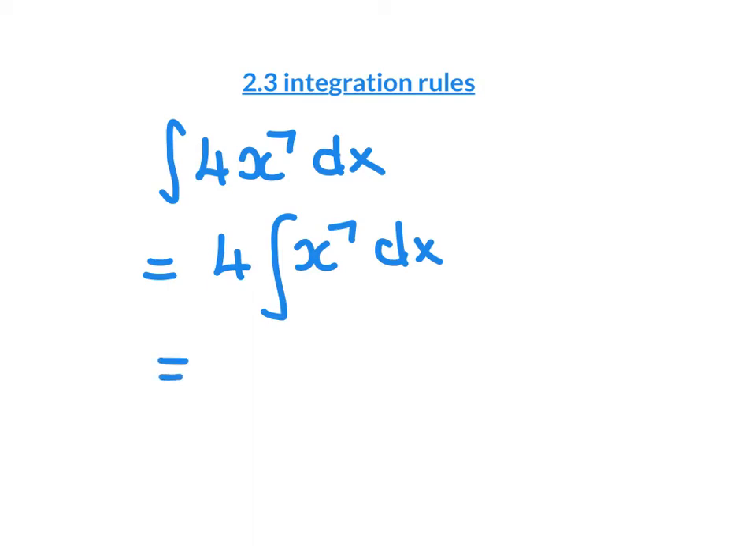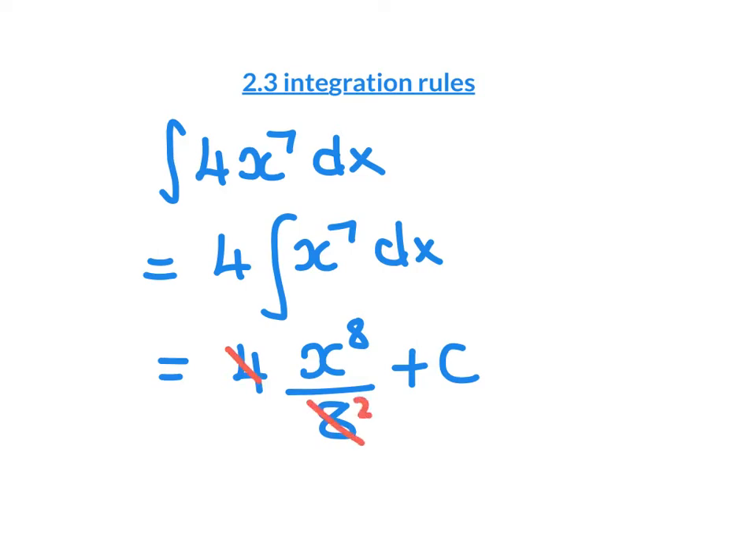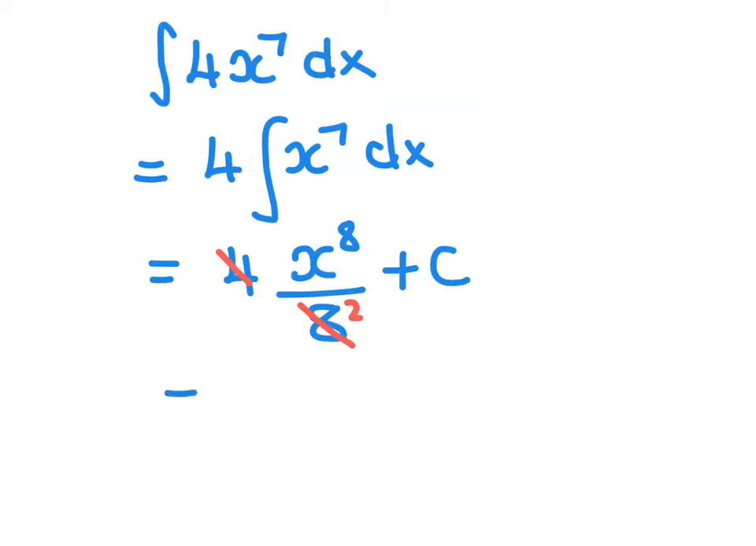So when I'm integrating this, I'm going to keep the 4 where it is because it's not affected by the integration process. The x, I'm going to increase the power by 1 and then divide by the new power, and remember my constant of integration. Now at this point, the 4 does come in because I'm going to be able to cancel these out and be left with x to the power of 8 over 2 plus c.